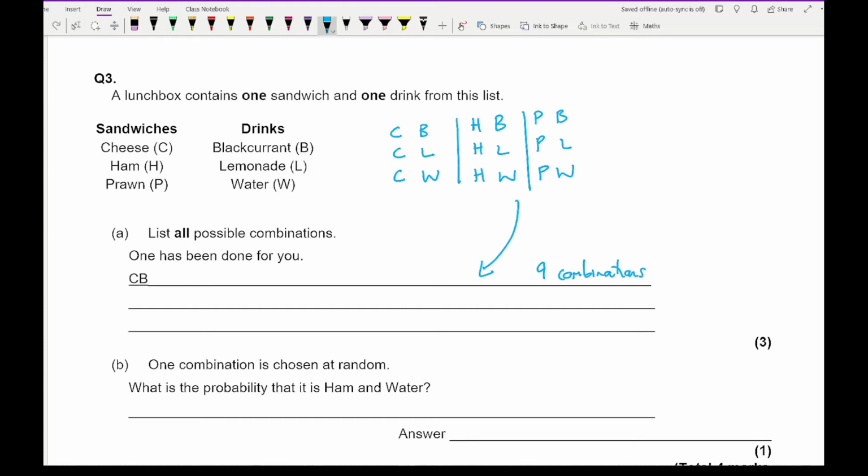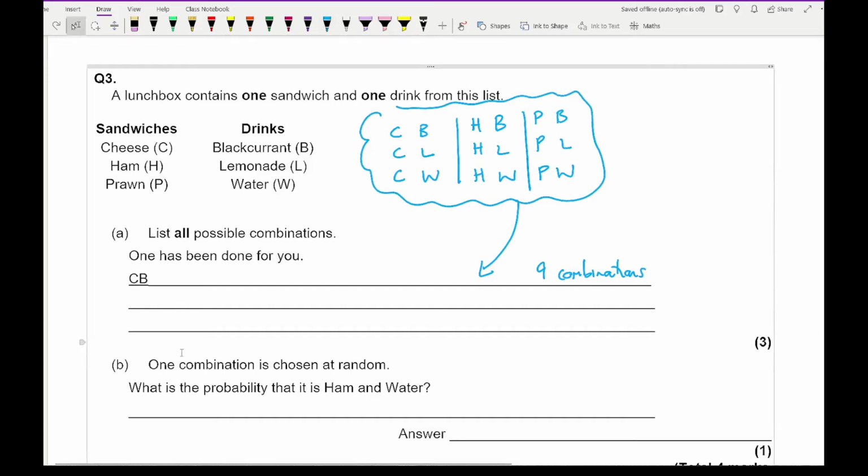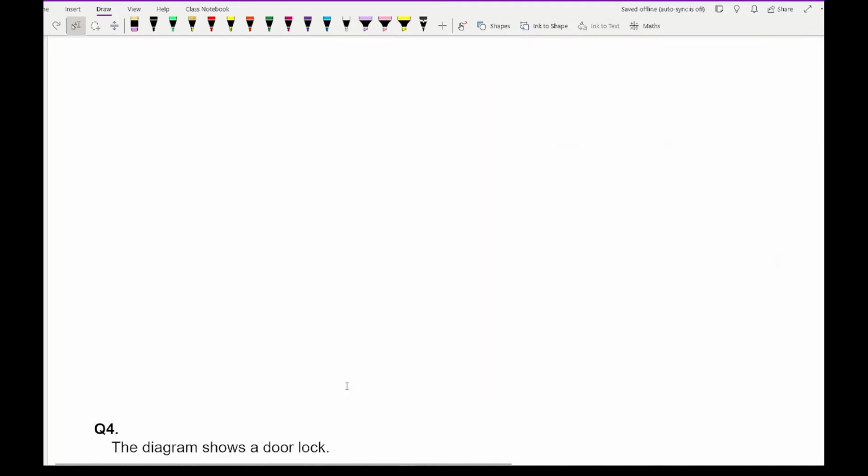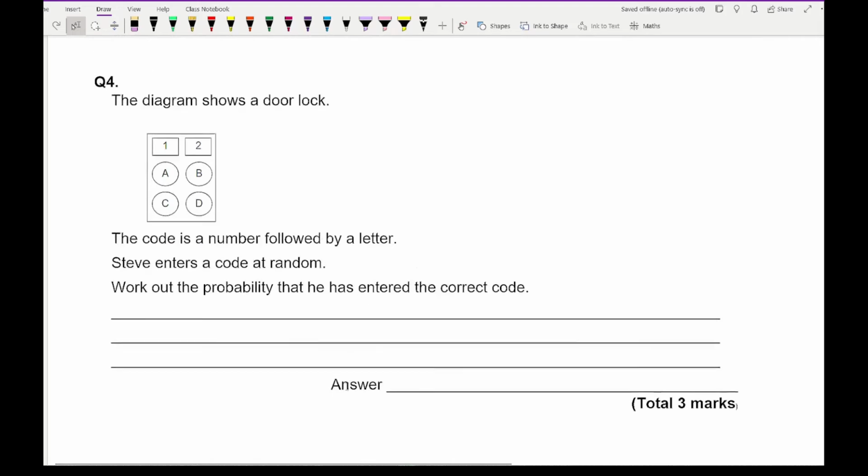You can write your list in a table like I've done here. I know they start off by writing it in a list, but you can just either copy the list down or just do what I've done there. Now for B it says 1 combination is chosen at random. What is the probability that it is ham and water? Now here, how many ham and waters have I got? Well, I've got 1. So the answer then is going to be 1 out of 9 because there are 9 total combinations.